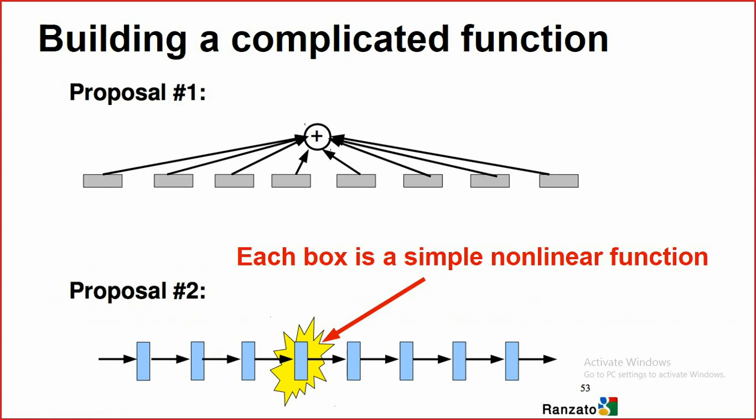But in the second proposal, we use some simple nonlinear function and cascade the output of one layer to the input of the next layer, and in this way, as we move from the early layers to the end, the function that we compute becomes more and more complicated.